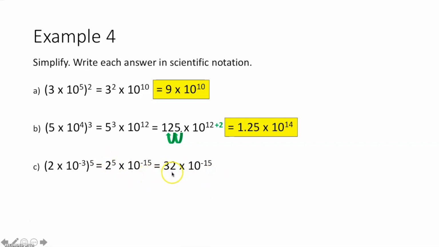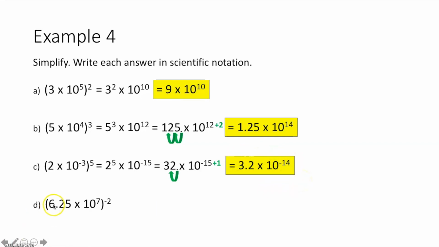Now, we need to make sure that this is in scientific notation. So this 32, we need to make sure it's between 1 and 10. So we take our decimal point and we move it 1 place to the left. That gives us a number, 3.2, that is between 1 and 10. Now, since we moved it 1 place to the left, we have to add 1 to our exponent. So what's negative 15 plus 1? That's negative 14, because the negative 15 is negative and the 1 is positive. So this becomes negative 14 and that's your exponent. This is your answer.